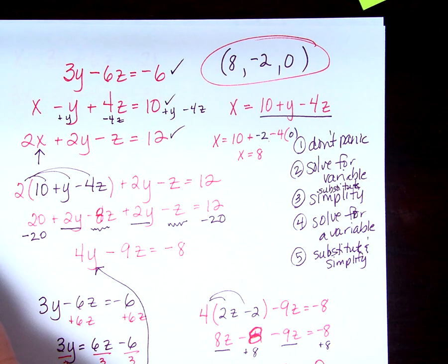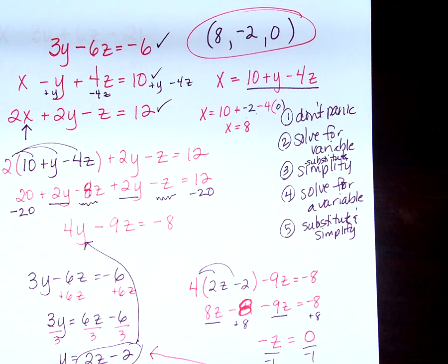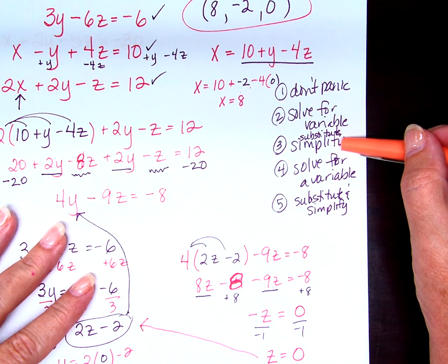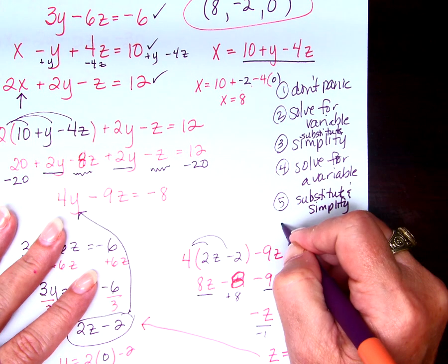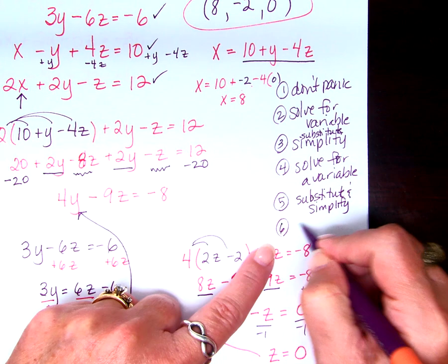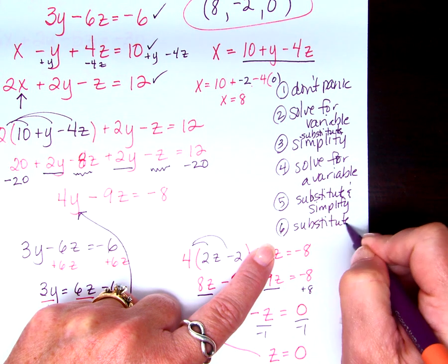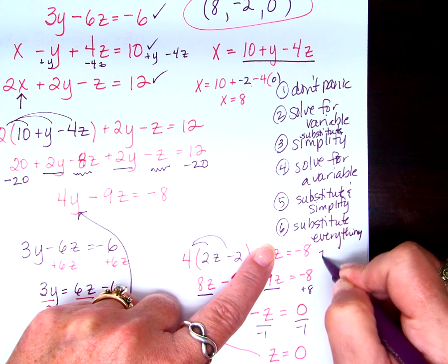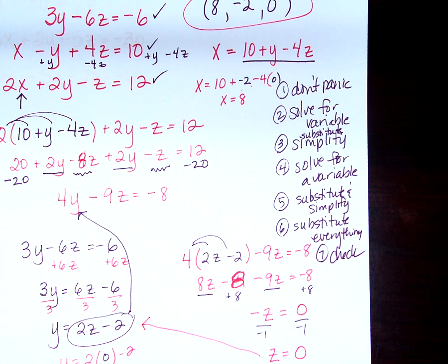Okay? Any questions about that? Can we add to our steps? We said don't panic. We solved for a variable and then substituted it in. Then solve for a variable and substitute it in, and then what? Substitute everything? And then check. You okay with that? Yes.